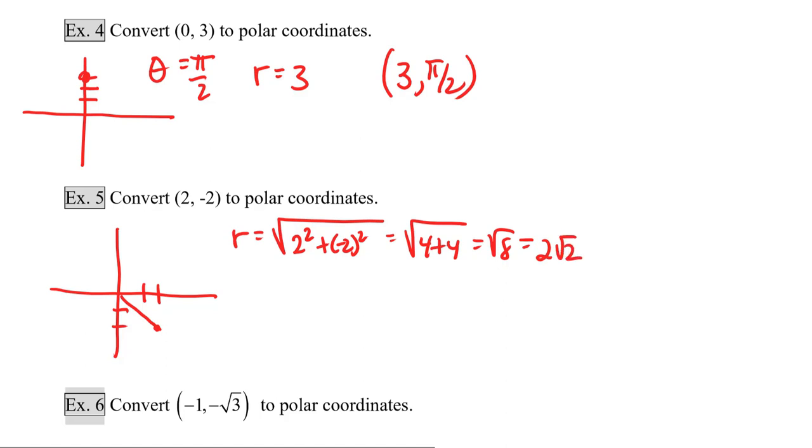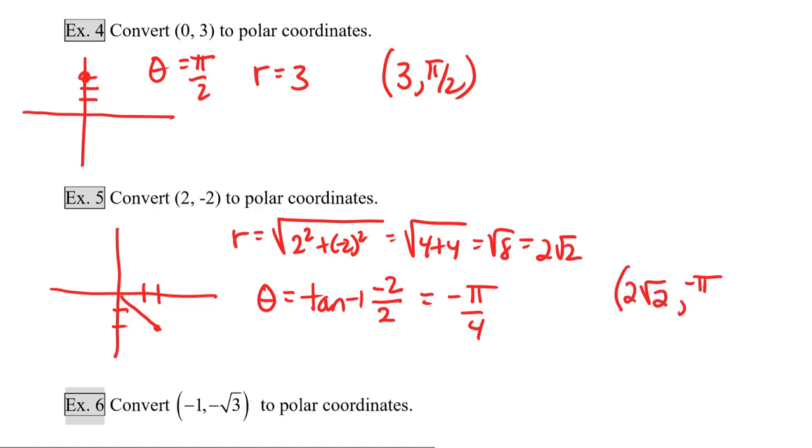And maybe I can just see what that angle is, but if we want to use the formula, we would say theta is equal to the inverse tangent of y over x, or negative 2 over 2. So this is the inverse tangent of negative 1, and we know that this answer is negative pi over 4. So this point is 2 root 2 and negative pi over 4.